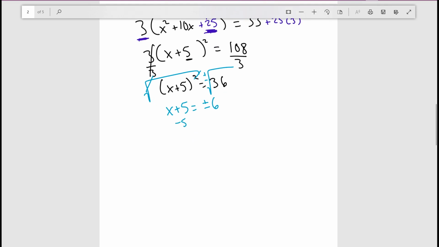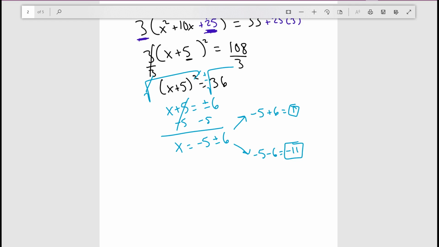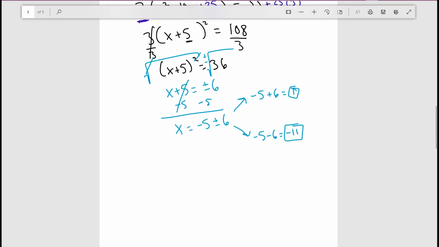Then I'm going to subtract this 5 finally. I get x is equal to negative 5 plus or minus 6. Okay, so it's going to be negative 5 plus 6, and negative 5 minus 6. This is going to give me a positive 1. This is going to give me a negative 11. Okay, and that's all there is.